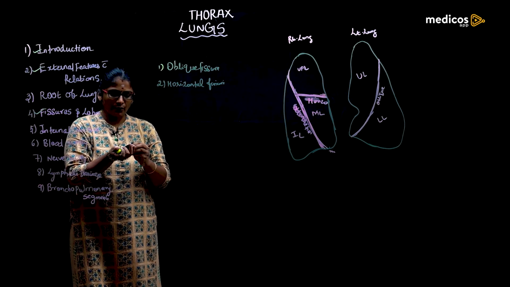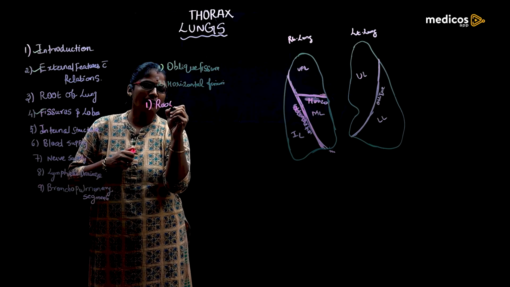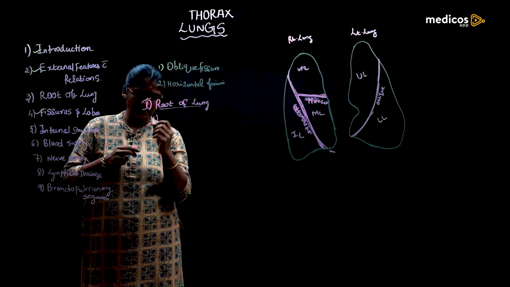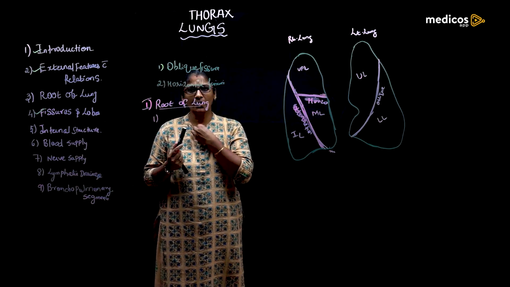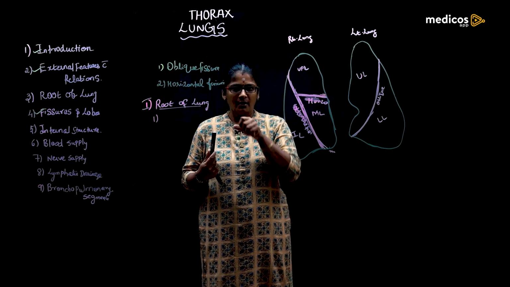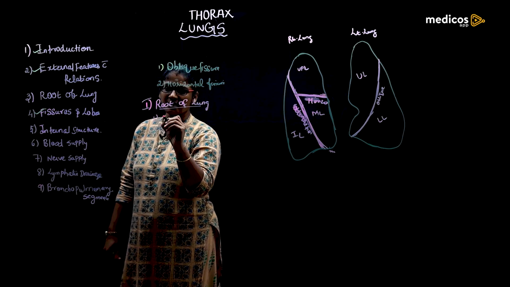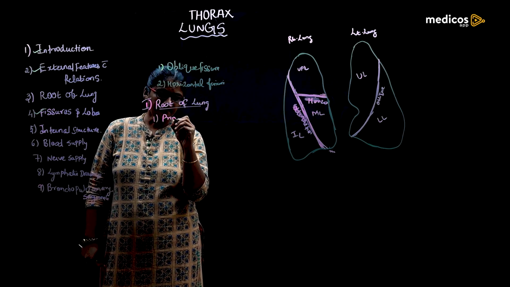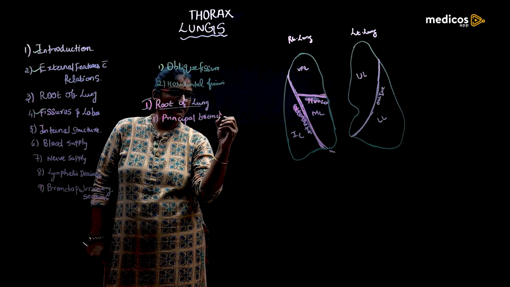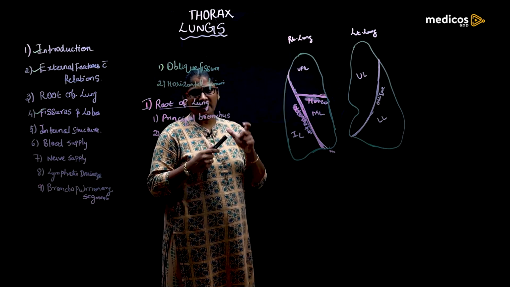So, the structures present in the root of lung are, first, we have the trachea. Trachea divides into two bronchi, that is called as principal bronchi. The principal bronchus connects the lung with the trachea. So, the first structure that I can write here is the principal bronchus or primary bronchus, right? What is the function of the primary bronchus? It connects the trachea with the lung.